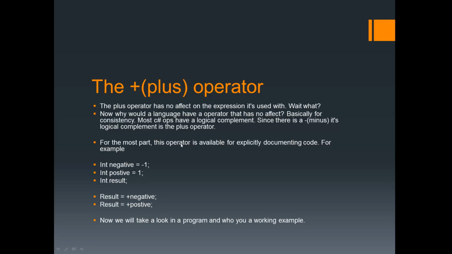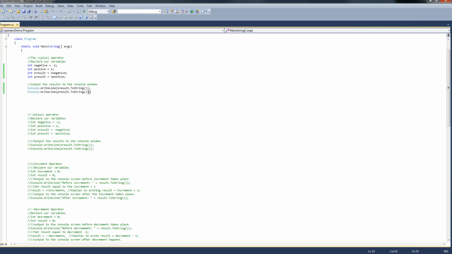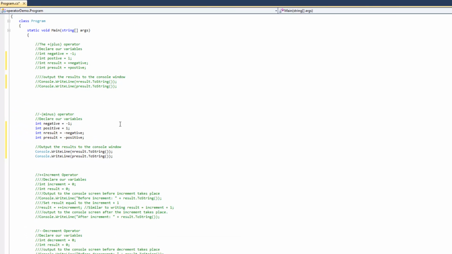So let's go back to our slide here, and let's go on to the next one, which would be the minus operator. The minus operator here allows negation of a variable's value. In integer and decimal types, the result is the number subtracted from 0. For floating point types, the operator inverts the sign of the number. And when a value is NaN, or not a number, the result is still not a number. So let's go ahead and take a look at this. Let's hop back into our code, and we'll comment out the plus operator here, and we'll uncomment our minus operator here.